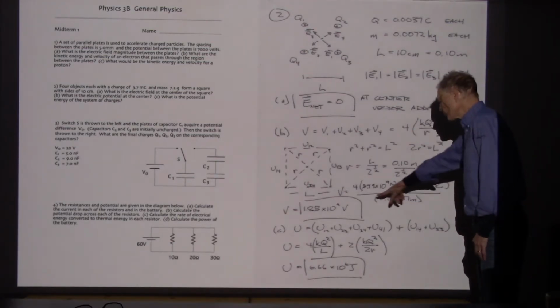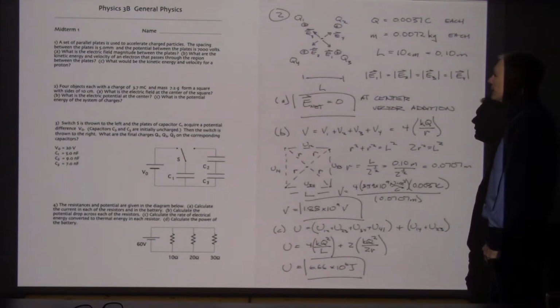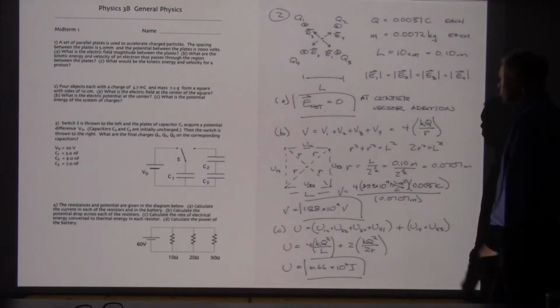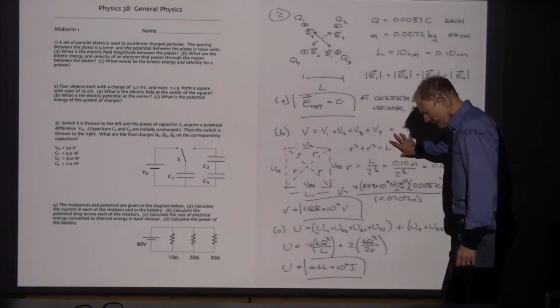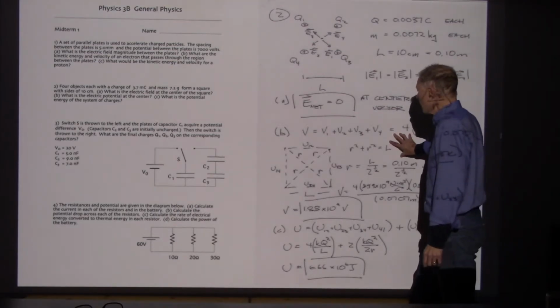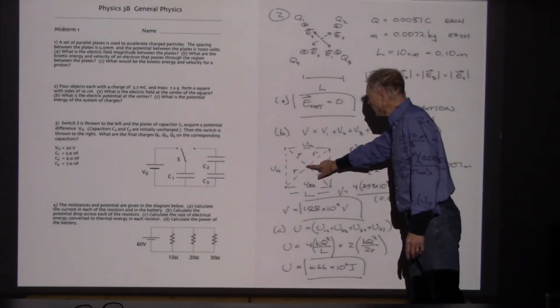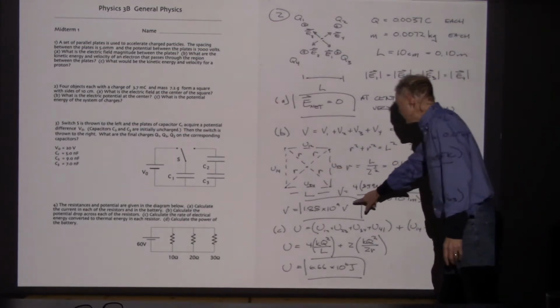Okay, so putting the numbers in, we ended up with that value, and then finally, how much potential energy do we have in constructing this? Now let's go back to part B and say one more item here.